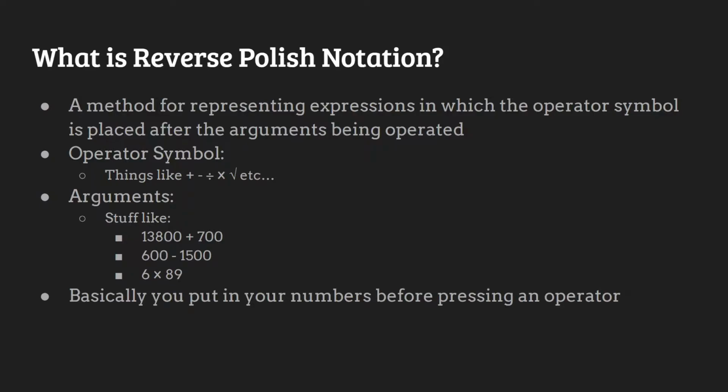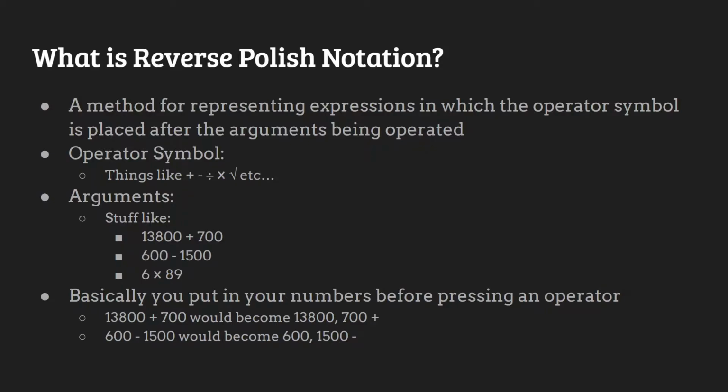Basically, you just put in your numbers in the calculator before you press your operator symbol. So 13,800 plus 700 would be 13,800, then 700, and then you add. 600 minus 1500 would become 600, 1500, and then you subtract. 6 times 89 would be 6, then 89, and then I multiply.